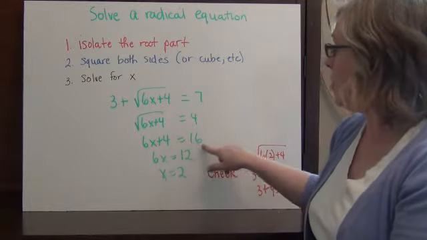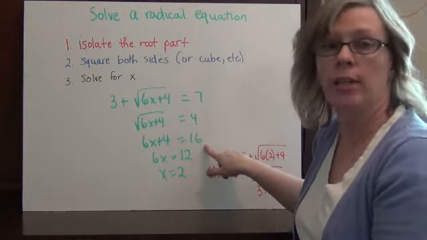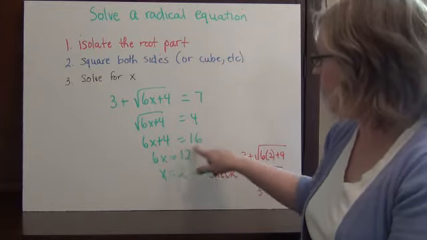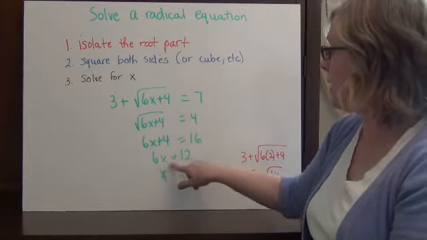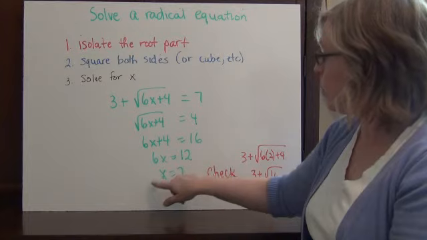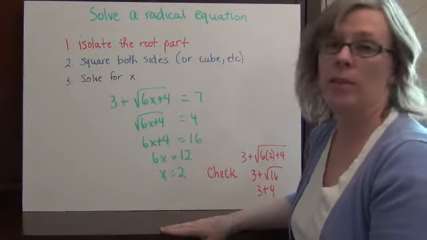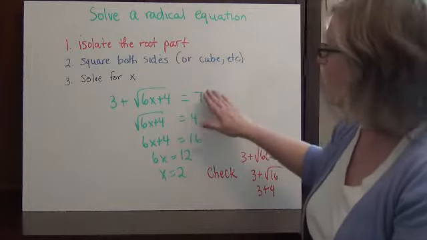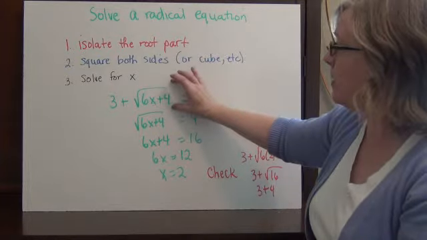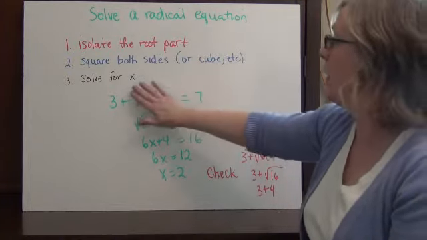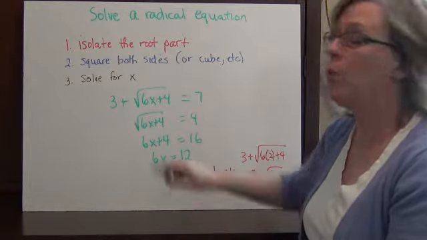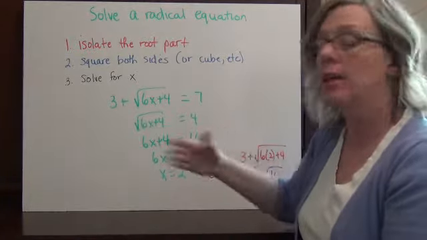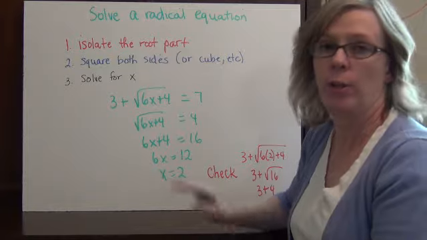Now I have a regular old pre-algebra equation that I can solve normally. I subtract 4 from both sides, and I get 6x equals 12. I divide both sides by 6 and get x equals 2. So think about the steps. I can't square something until I've gotten that radical all by itself. Otherwise, I get a very messy equation that I have to FOIL, and you don't want to do that.